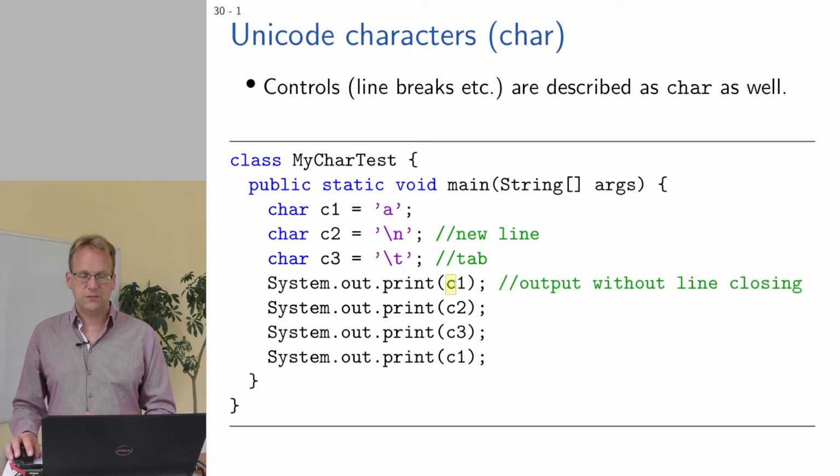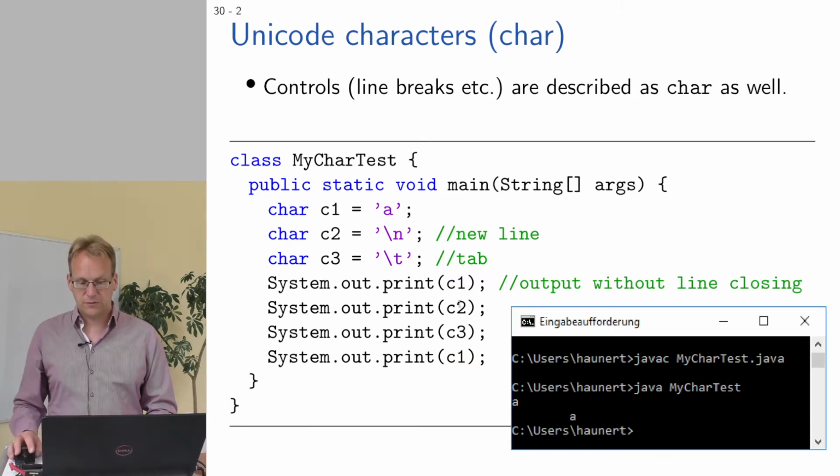Well, first of all, we output C1, that is just A. Then we output C2, that is the line break. So with that, we make a new line. Then with C3, we make a tabulator, so that's a shift to the right. And with C1, we then output C1 again, which is A, of course. And then we get this output: A, new line, shift to the right, A again.